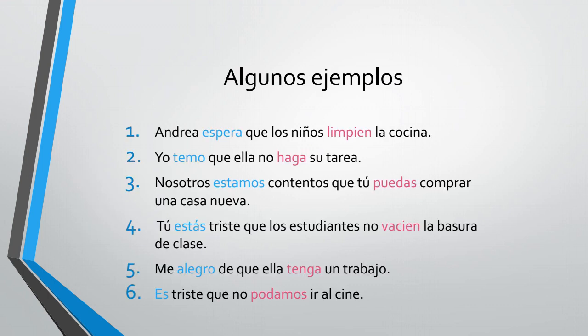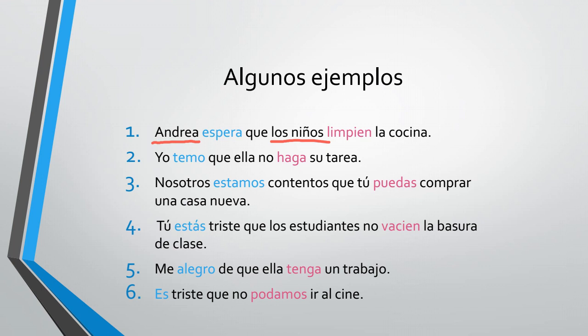Okay, aquí tenemos algunos ejemplos. As you look through these examples, I do want you to notice that the first verb that's in blue is in the present tense. The second verb that's in pink is in the subjunctive tense. And then notice that you always have two subjects. So in the first sentence there, Andrea is your first subject, and then she has an emotional reaction to something that los niños, that the children did in the second part there.